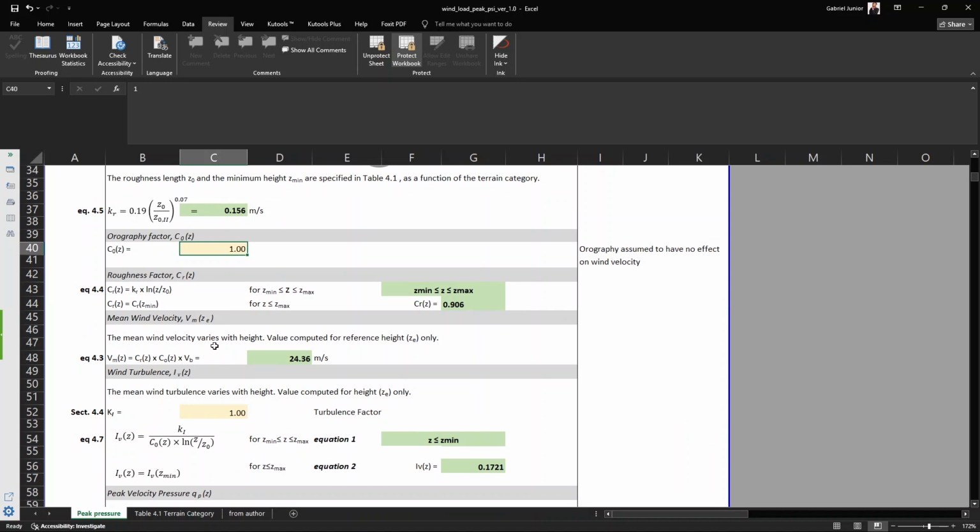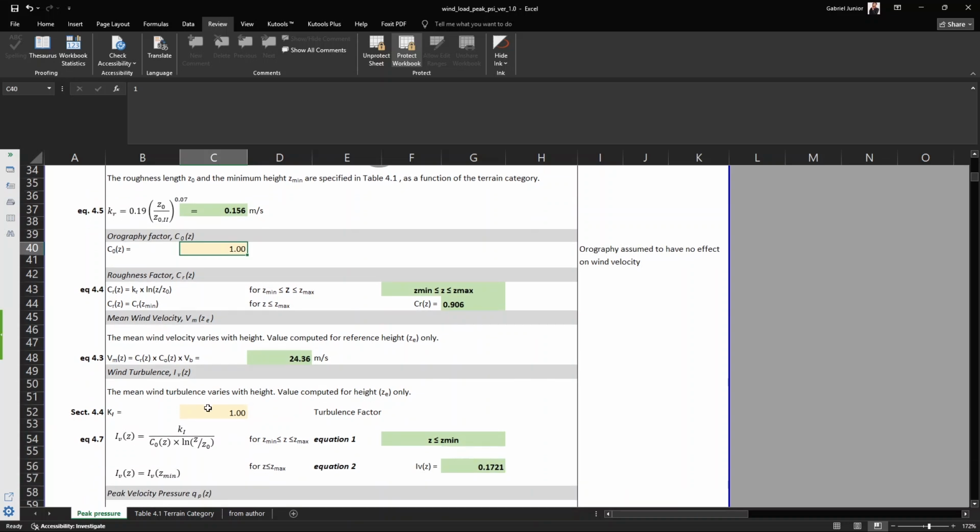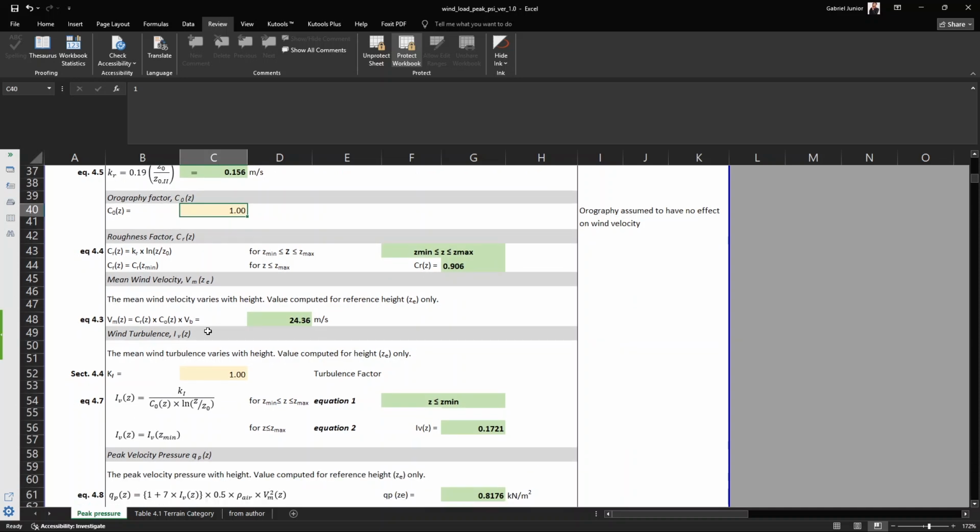Then we move on to the mean wind velocity. So from computing these two coefficients, terrain factor and orography factor, we can now compute the mean wind velocity as 24.36. Moving on, we move to the wind turbulence. Now, just before we go to wind turbulence, you note that the mean wind velocity is dependent on the reference height. So as I had said earlier, we can have a graph showing the variation with respect to height, but for our case, we'll do that later. Right now, we just want to deal with a specific height. Likewise, the wind turbulence also is affected the same way, depends on the height.